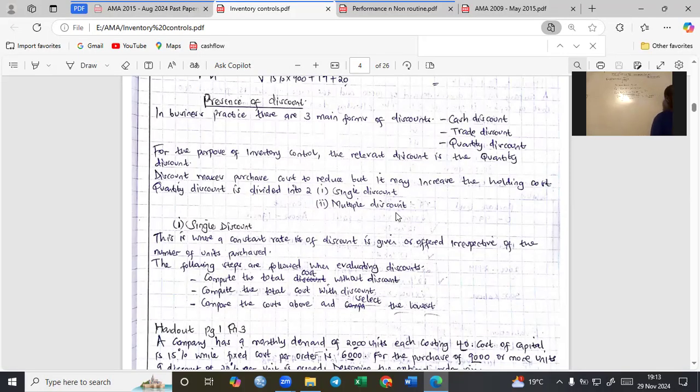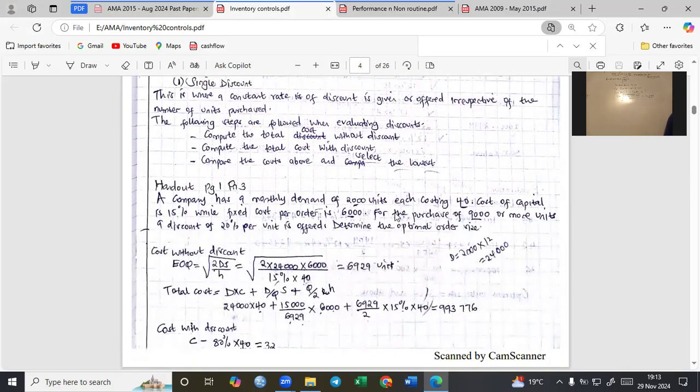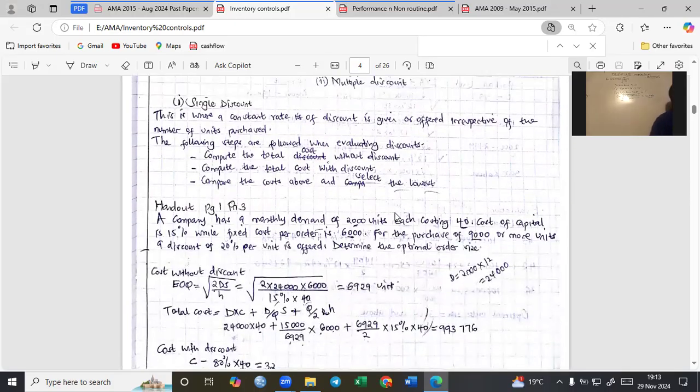Quantity discount is divided into two. Number one, we have the single discount and we have the multiple discount. Let us start with the single discount. This is where a constant rate of a discount is given or offered irrespective of the number of the units purchased. So this is where a constant rate of discount is given regardless of the number of units you purchase.